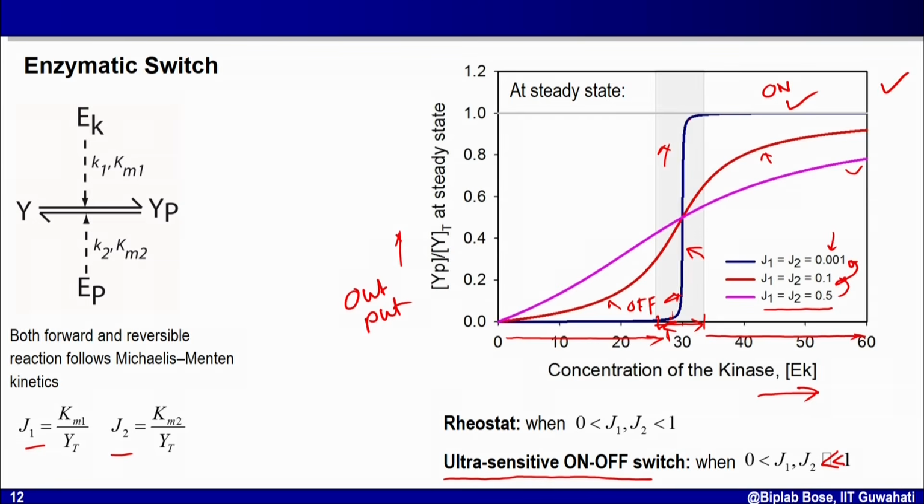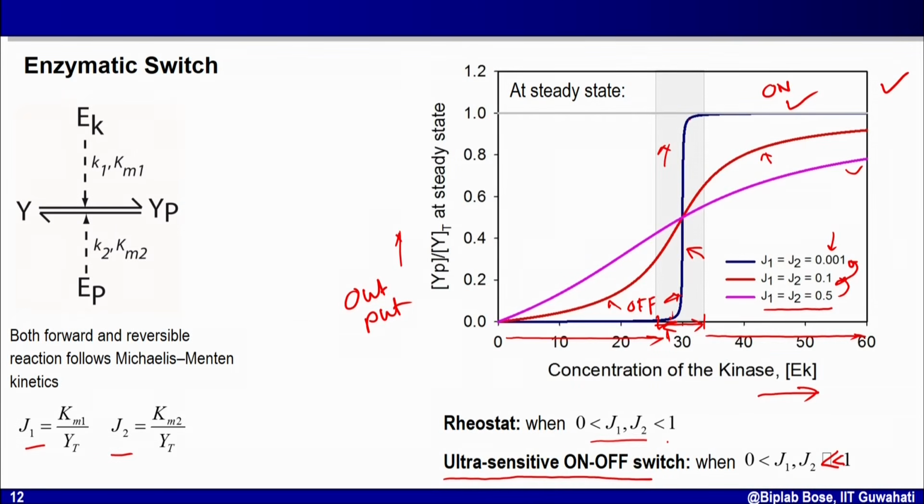On and off, two options, binary. But if you have J1 and J2 close to 1 but smaller than 1, then I get this sigmoidal thing which is shallow. That means you are increasing output slowly and input is also slowly increasing. There is no sharp jump in the input-output relation. So this is like a rheostat. So depending upon the value of J1 and J2, I can have this reversible reaction working as a rheostat or as an on-off switch.